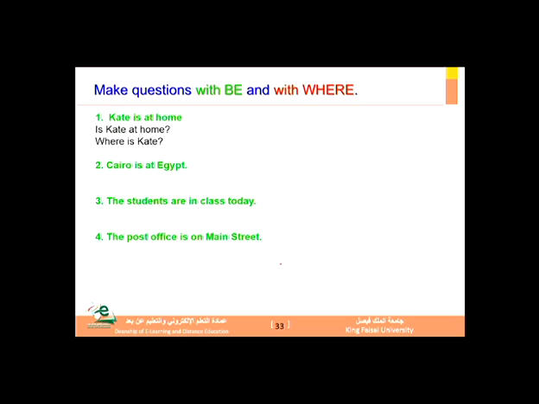So here we have a short question. Is Kate at home? For example, yes, she is, or no, she is not. We can also ask with where. We said where comes at the beginning of the question, followed by one form of verb to be. Where is Kate? The answer to this question: Kate is at home.